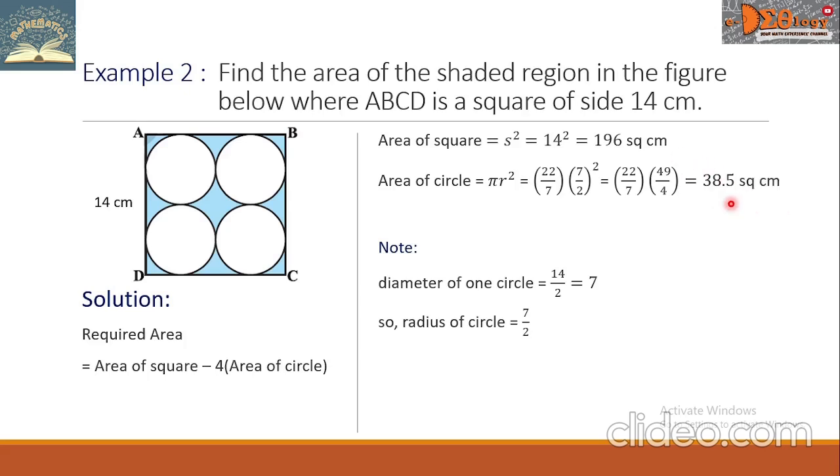So these values we will substitute in our formula here. So we have 196 minus 4 times 38.5. The product of 4 and 38.5 is 154. So the difference is 42 square centimeters. This is our answer.